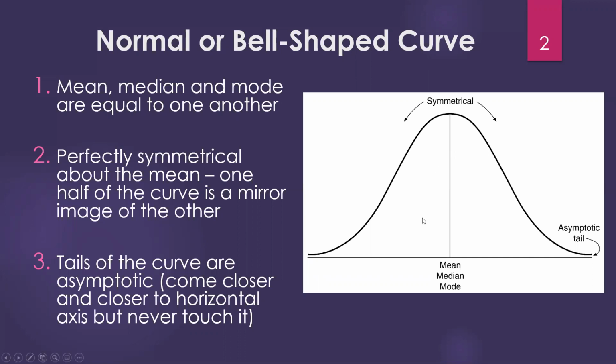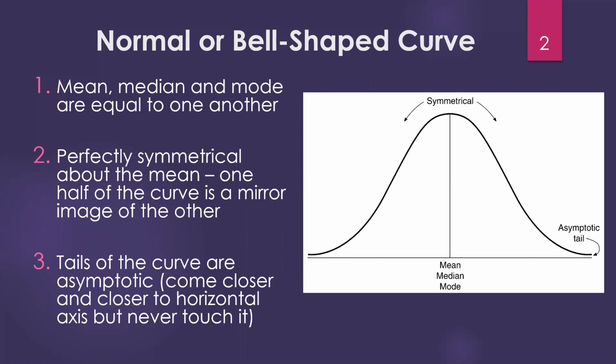Characteristic 3 then is that the tails of the curve are called, here's a fun word, asymptotic. This means that they come closer and closer to this horizontal axis here, but never actually touch it. This means that there's always a very small likelihood that an extreme score exists, an extreme score at the low end or an extreme score at the high end. Even if they touch the line, then the extreme scores would be capped off at some point, right? So an asymptotic tail means that they come closer and closer to here, but never actually reach this 0 point.